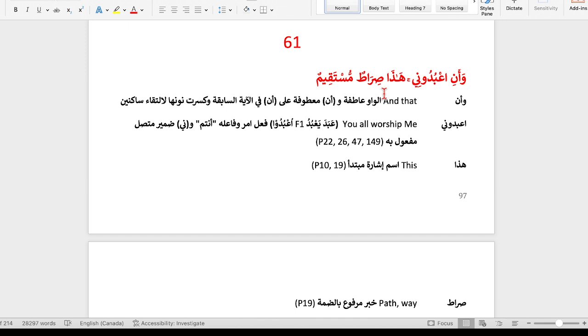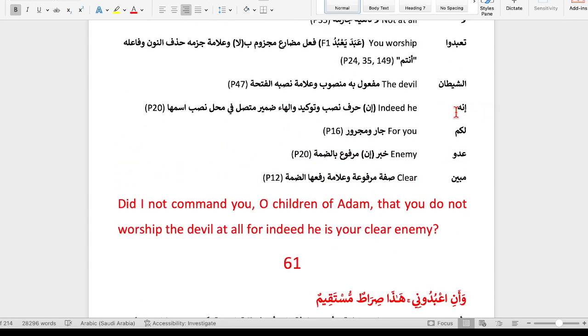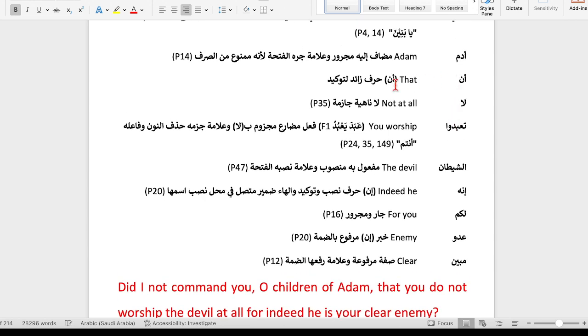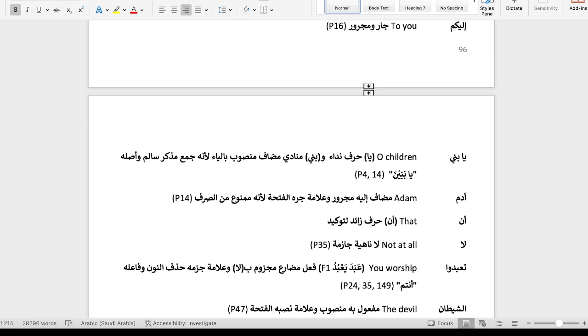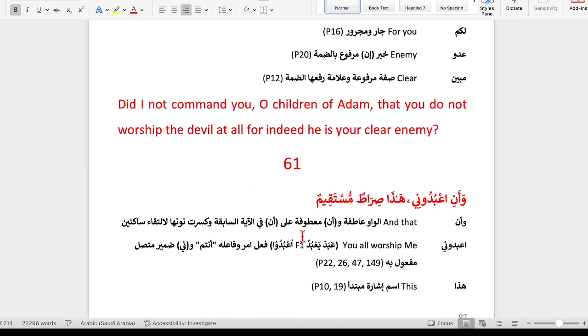Wa-nibuduni haza siratum mustaqiman. Wa an: the waw is harfu atfin, connecting the an from the previous ayat. That an, this an, is harfu zaid litokid. So this is matufa ala an in the previous ayat.